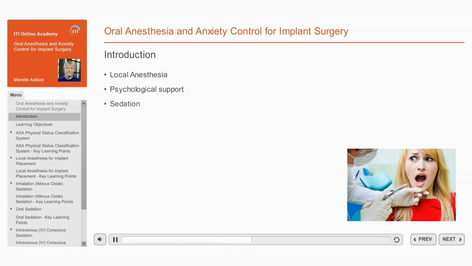Psychological support can be combined with sedation in the form of inhalation sedation, oral sedation, or intravenous sedation. For a few patients, general anesthesia should be considered. This module describes the local anesthetic techniques required for implant placement and the different kinds of sedation available to reduce the anxiety of the patient.